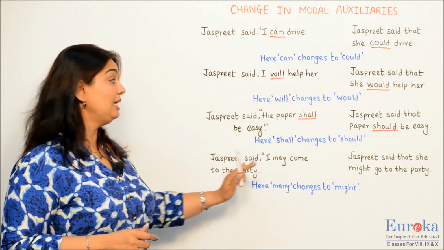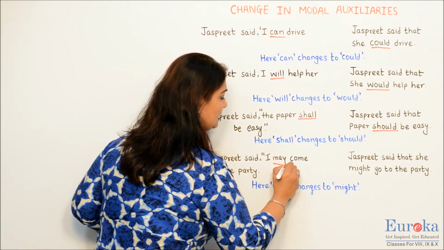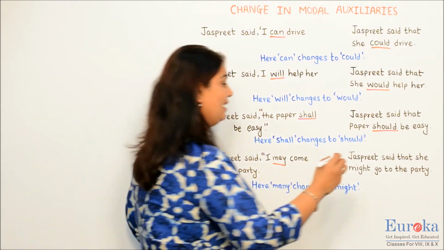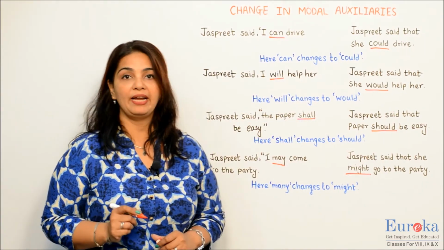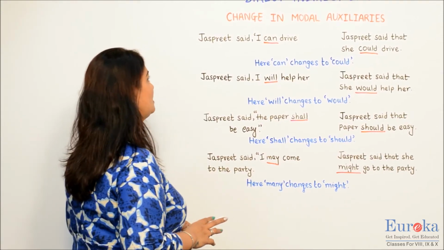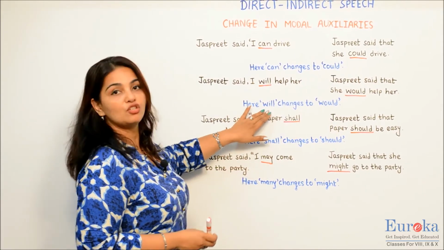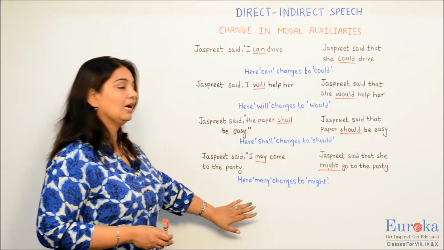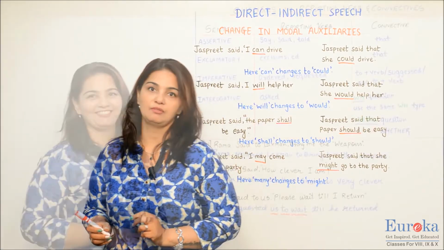Jaspreet said, I may come to the party. Again over here, it's a probability. The same probability remains when she said, I might come, but may turns to might, which goes into the past tense. So students, let's go over this again. Can changes to could, will changes to would, shall changes to should, and the last may changes to might.